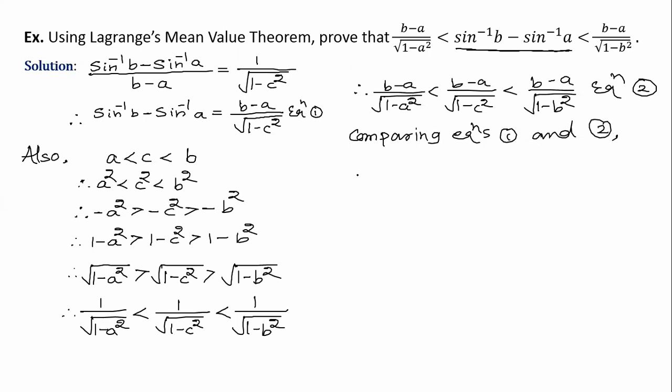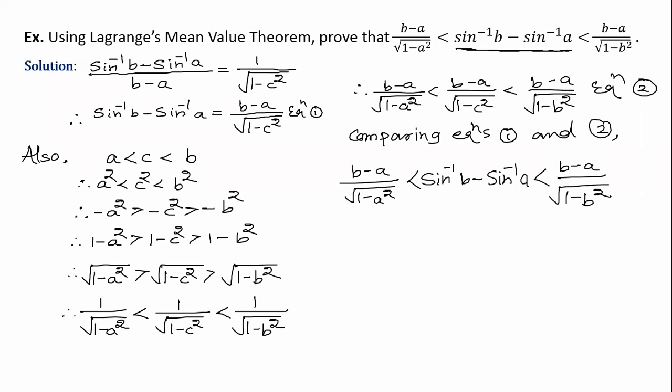So equation 2 starts with (b minus a) upon square root of 1 minus a square, and that is less than (b minus a) upon square root of 1 minus c square. Using equation 1, we can say that is exactly equal to sine inverse of b minus sine inverse of a, and that is less than (b minus a) upon square root of 1 minus b square. And thus, this is what we wanted to prove. So hence the proof. Please take screenshot.